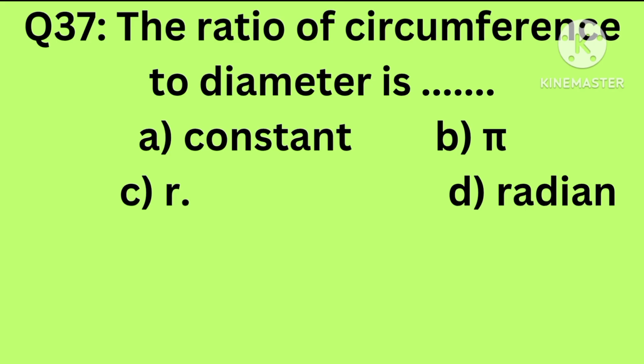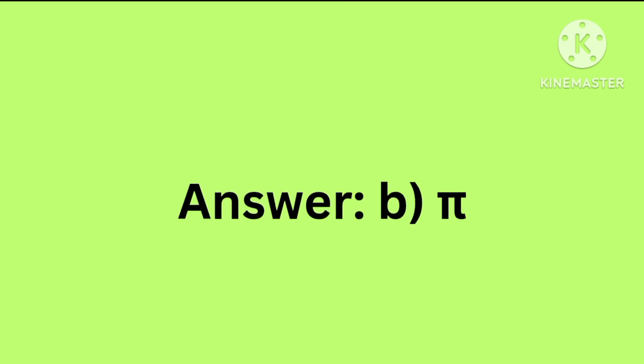Question number 37. The ratio of circumference to diameter is constant, pi, r or radian. The ratio or division of circumference and diameter is pi. Archimedes found the value of pi by dividing the circumference by the diameter.